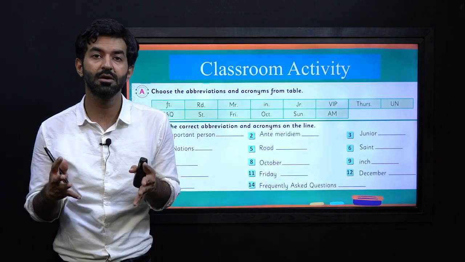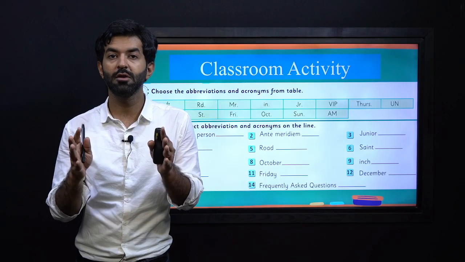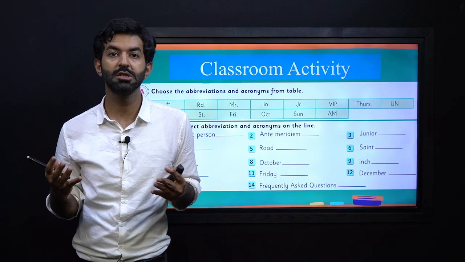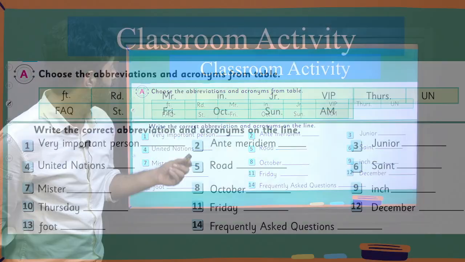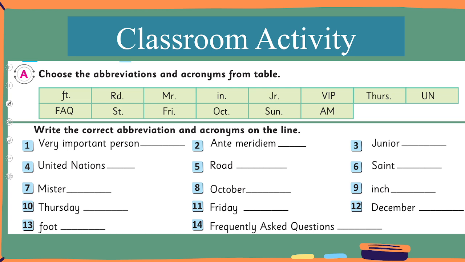Now, for the classroom activity, you are going to identify the acronyms and abbreviations and put them in the right place. For example, let's do the first one together. Write the correct abbreviation and acronyms on the line. Choose the abbreviations and acronyms from the table. Very important person. It is VIP. V for very, I for important, and P for person.